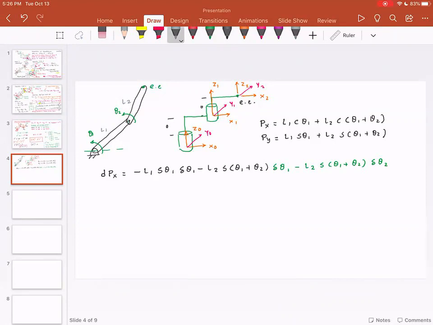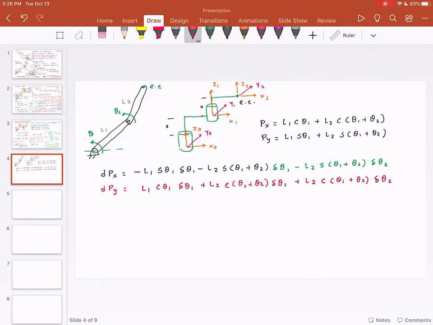Then the next term: dpy equals L1 cosine theta 1 delta theta 1 plus L2 cosine (theta 1 plus theta 2) delta theta 1 plus L2 cosine (theta 1 plus theta 2) delta theta 2.